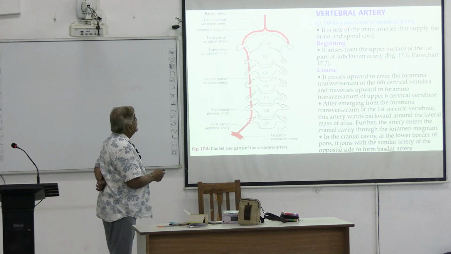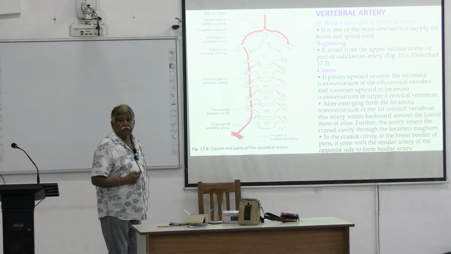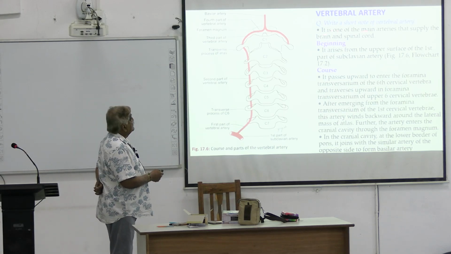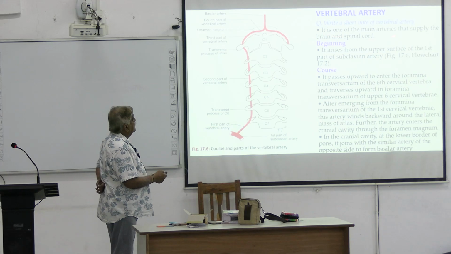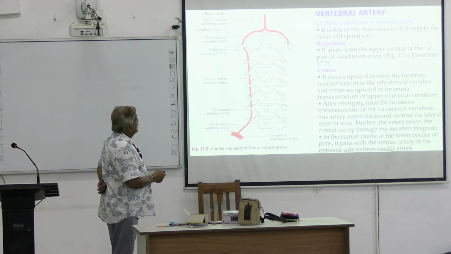Now, write a short note on the vertebral artery. There is a question there. It is one of the main arteries that supply the brain and the spinal cord. Beginning: it arises from the upper surface of the first part of the subclavian artery.